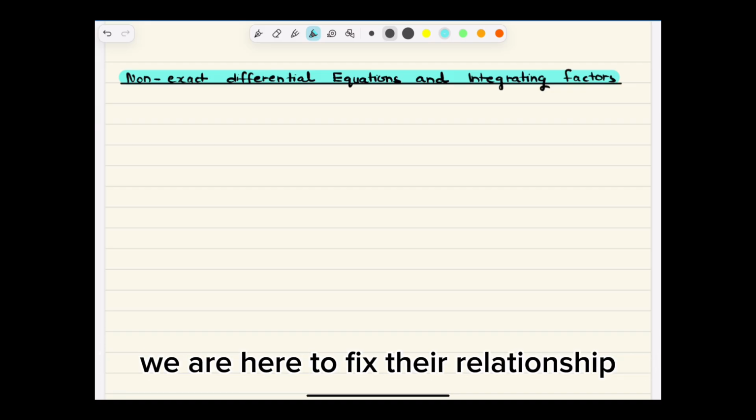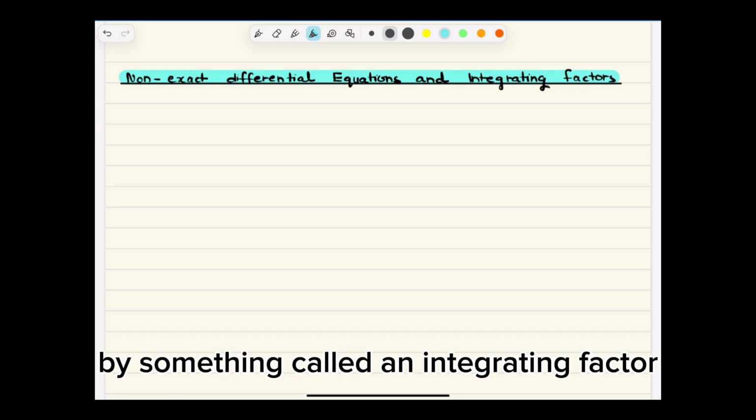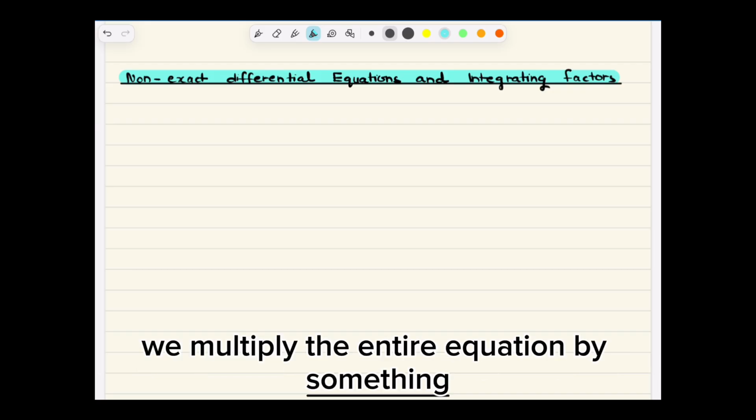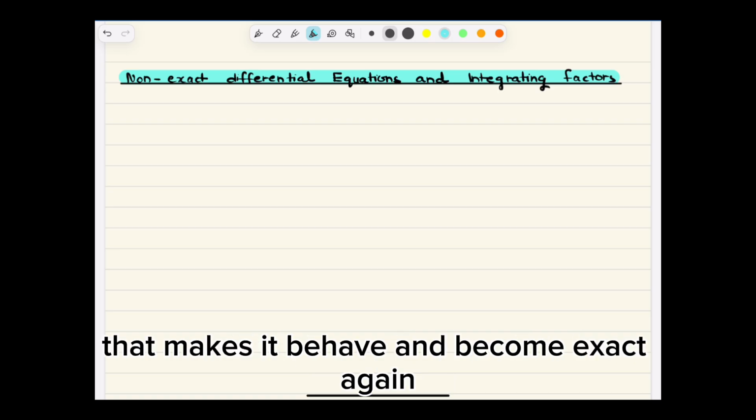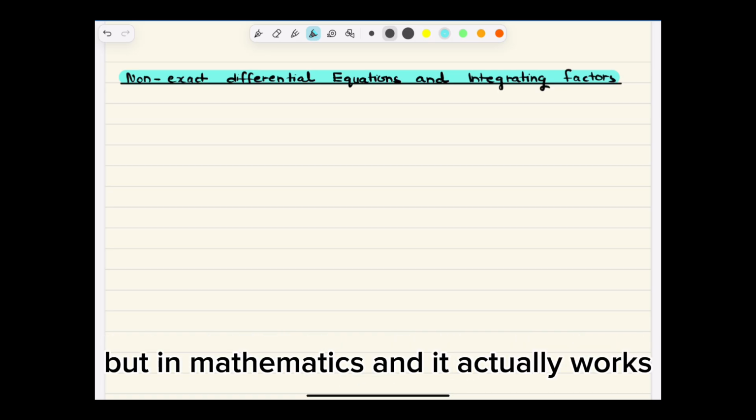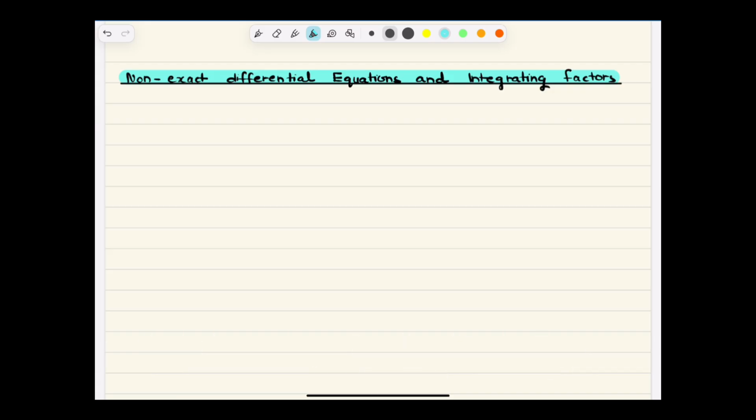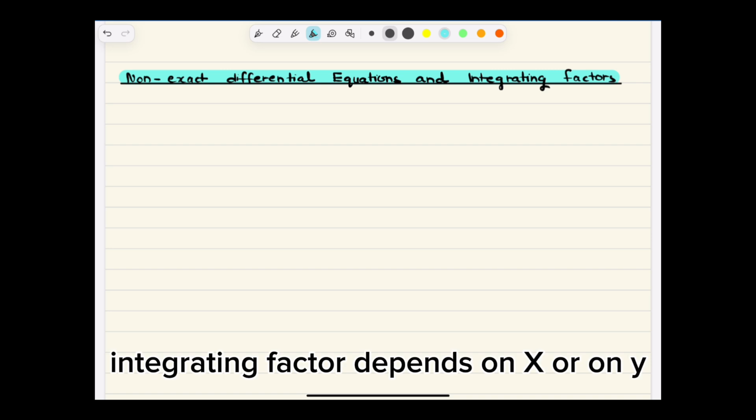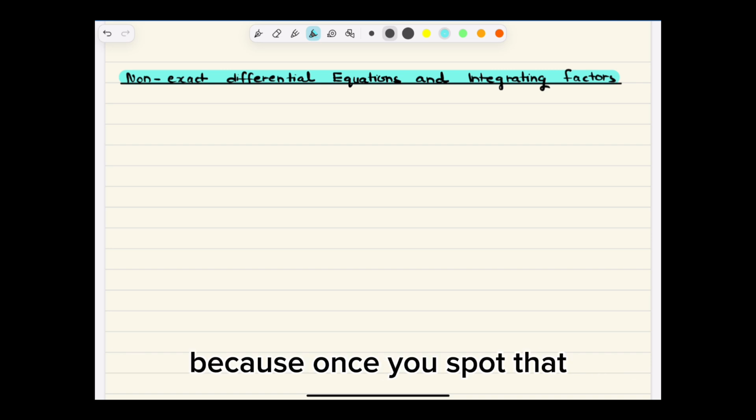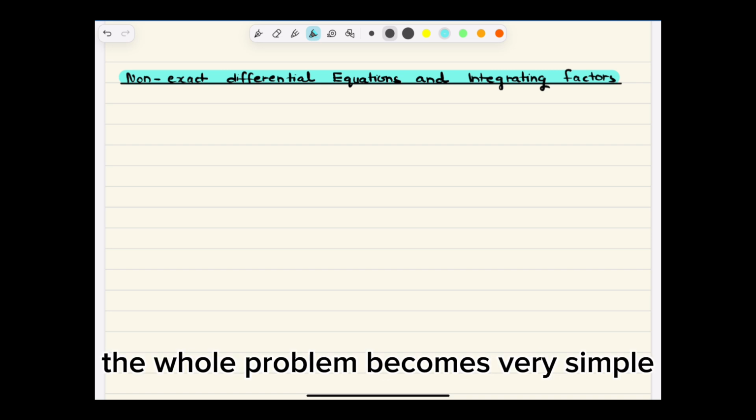But don't worry, we are here to fix the relationship by something called an integrating factor. Basically, we multiply the entire equation by something that makes it behave and become exact again. It's like therapy, but in mathematics, and it actually works. So let's learn how to check whether our integrating factor depends on x or on y, because once you spot that, the whole problem becomes very simple.